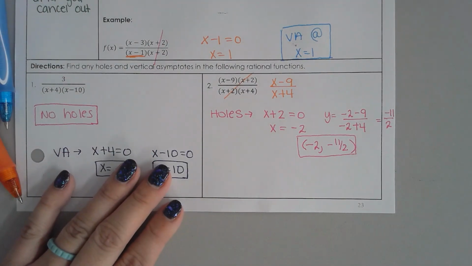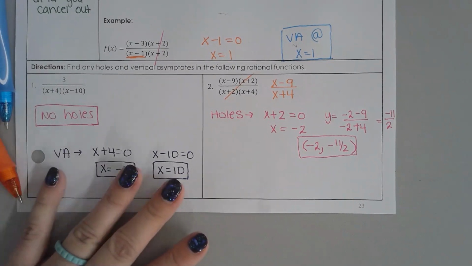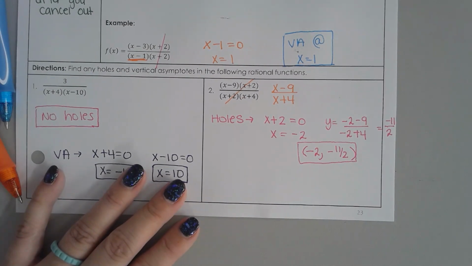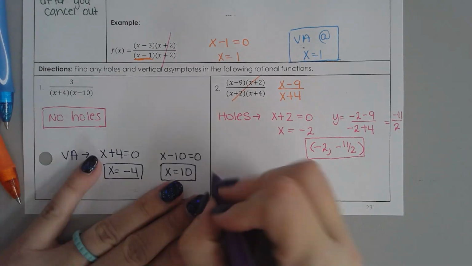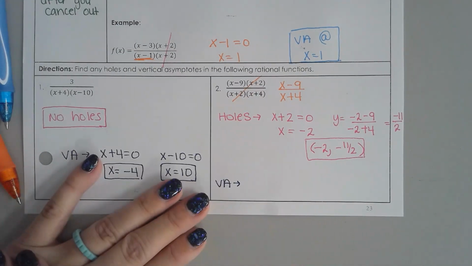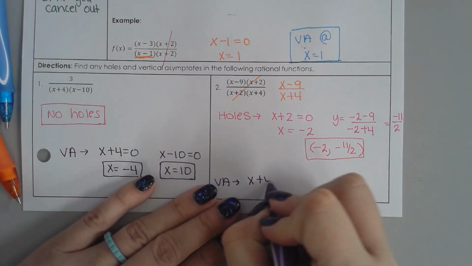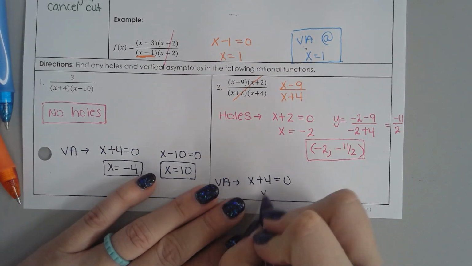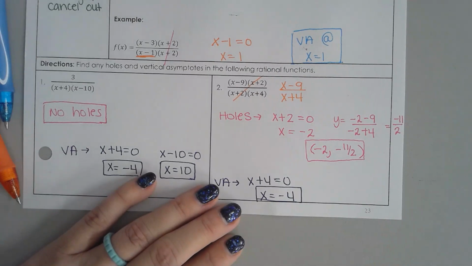Decimals are okay. If you change that to -5.5, I would say all of the time leave it as a fraction. I mean, it's easier to leave that as a fraction, really. Vertical asymptotes. There was only one factor left over in the denominator after we canceled out. So I'm just going to set the x plus 4 equal to 0, which gives me x equals -4.